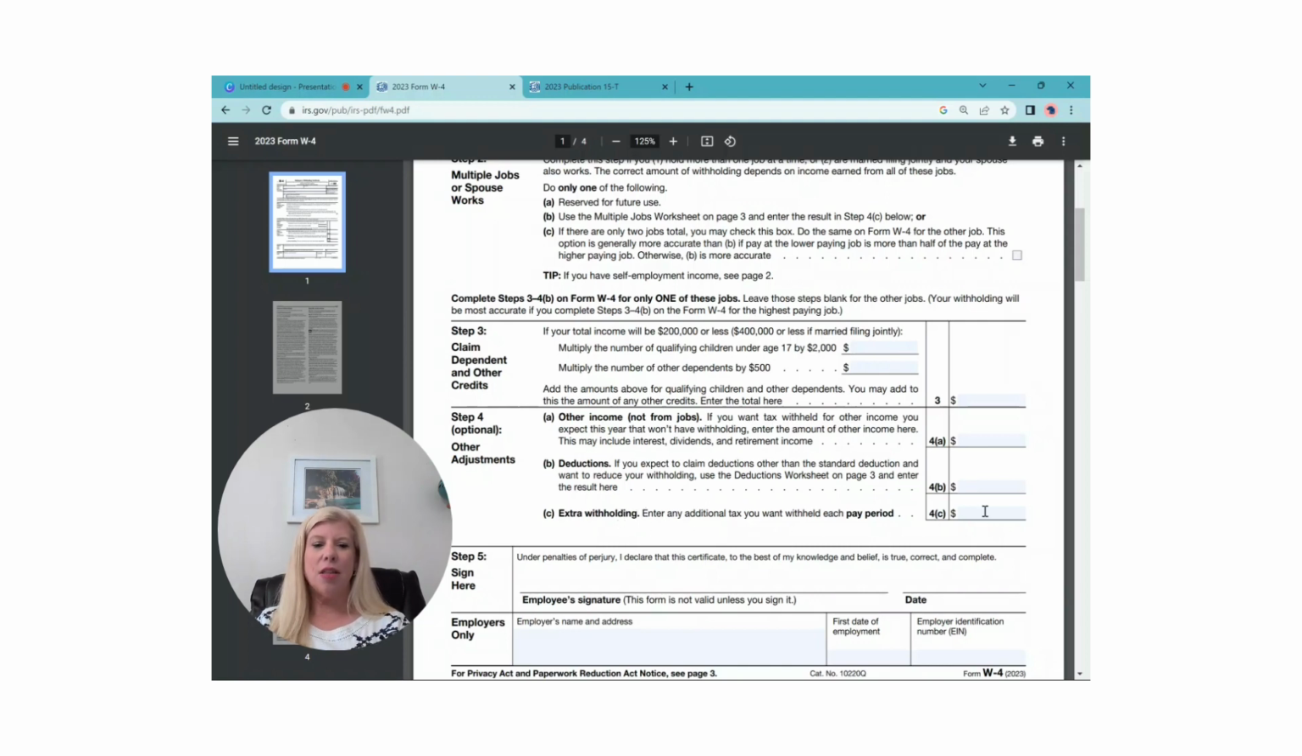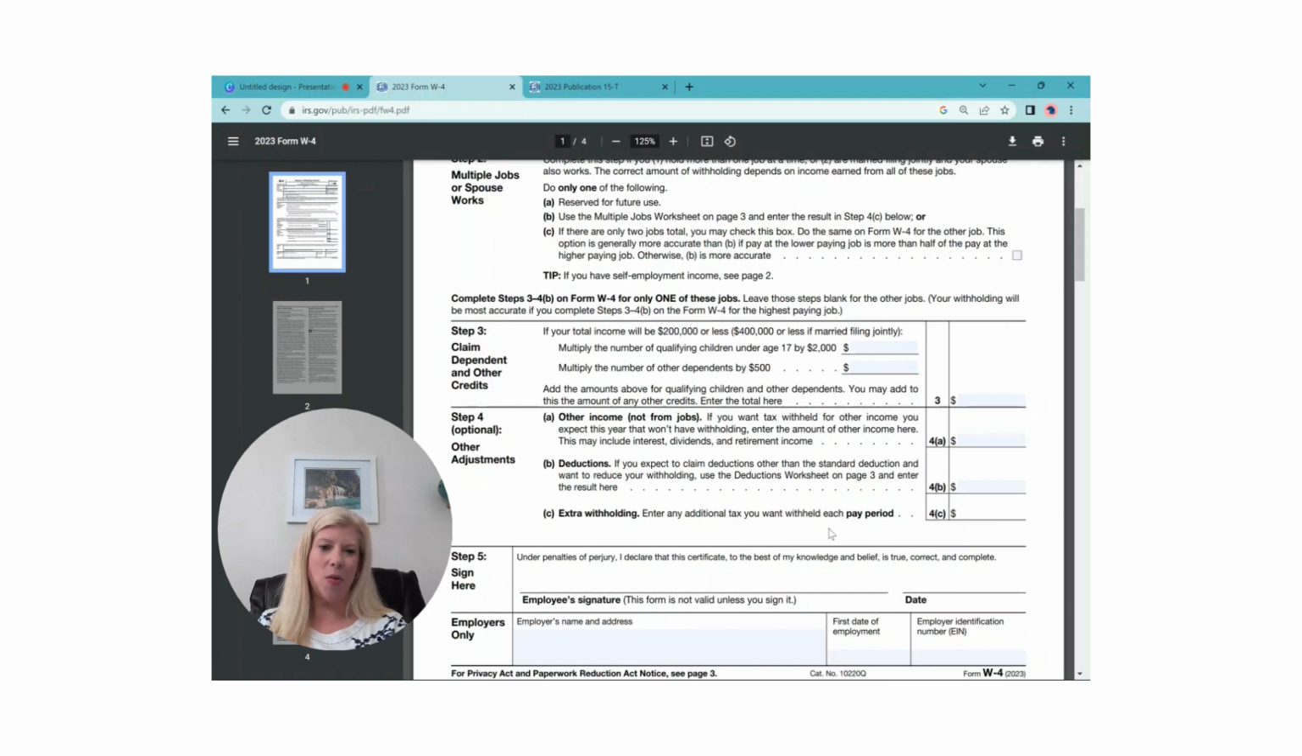So if you're finding at the end of the year that you're owing $1,000 and you want to get that closer to zero, the easiest thing to do is take that $1,000 and divide it by how often you're paid. So if you're getting paid every 2 weeks, you're going to get 26 paychecks during the year. So take that $1,000, divide it by 26, and then put that figure in here to have that come out of every paycheck to kind of get you closer to zero.